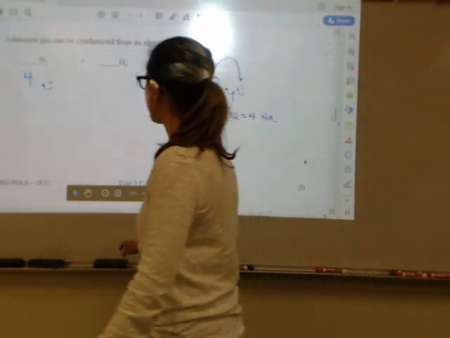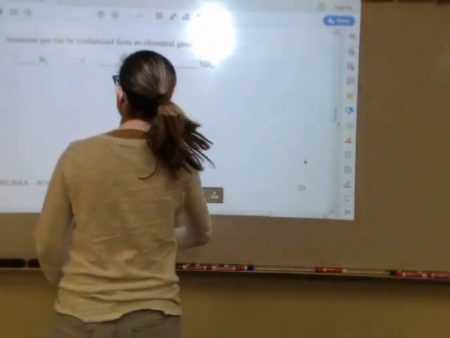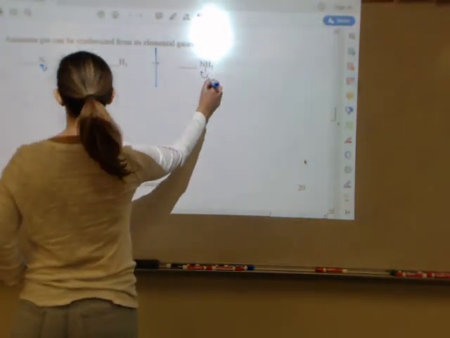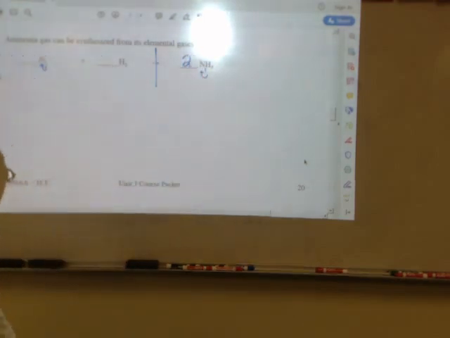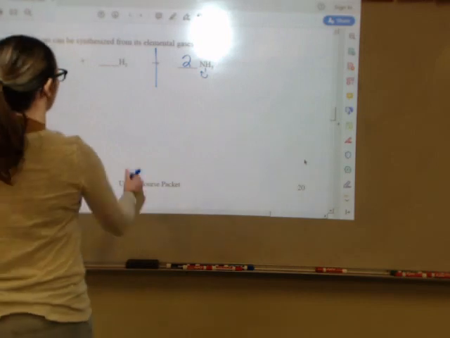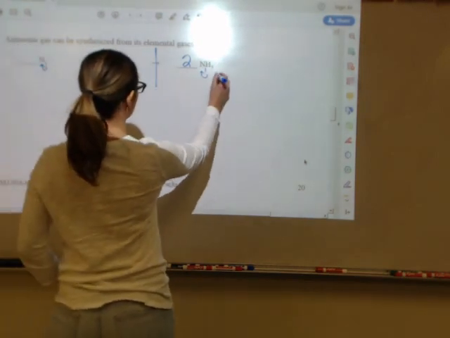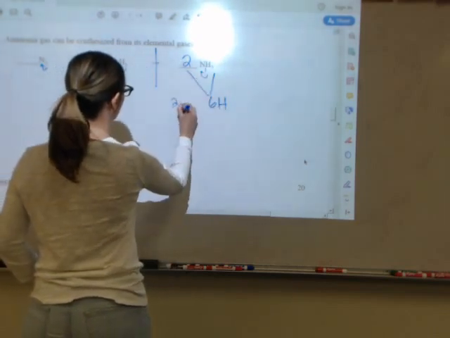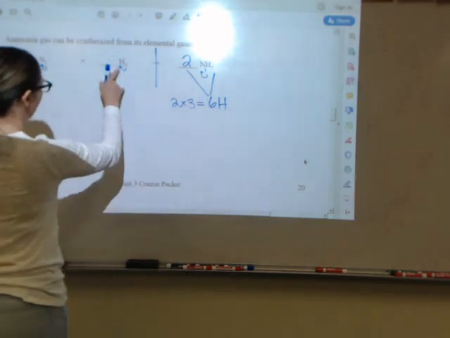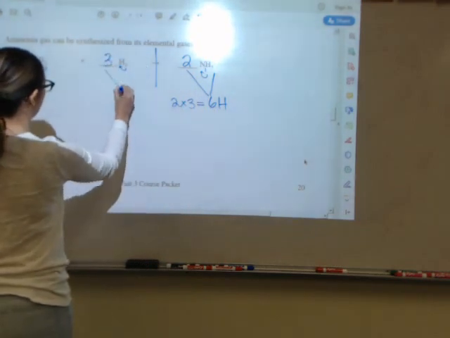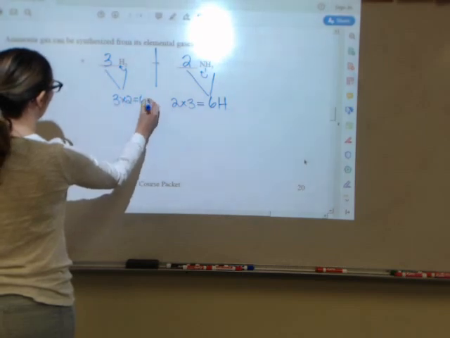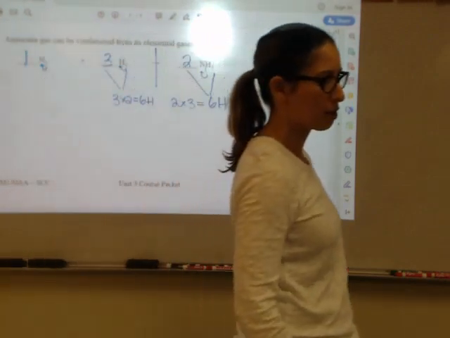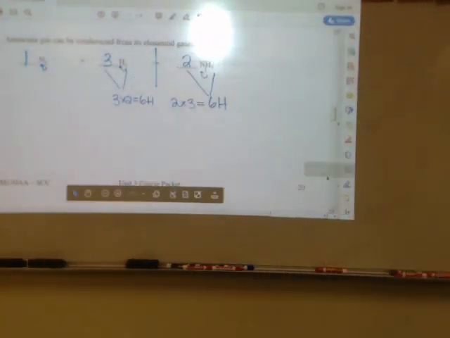Let's look at number 4. I have 2 nitrogen on the reactant side and 1 on the product side. So I'm going to put a 2 in front of NH3 to balance the nitrogen. Then I notice 2 hydrogen on the reactant side, but I have 6 hydrogen on the product side because 2 times 3 gives me 6. Since I have 2 hydrogen here, if I put a 3 coefficient in front of it, 3 times 2 will also give me 6 hydrogen. So I put a 1 in front of the N2 because it's already balanced, and my coefficients are 1, 3, 2.